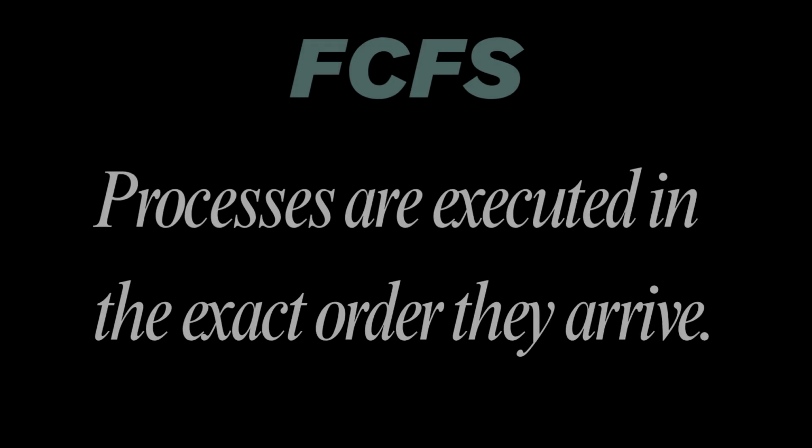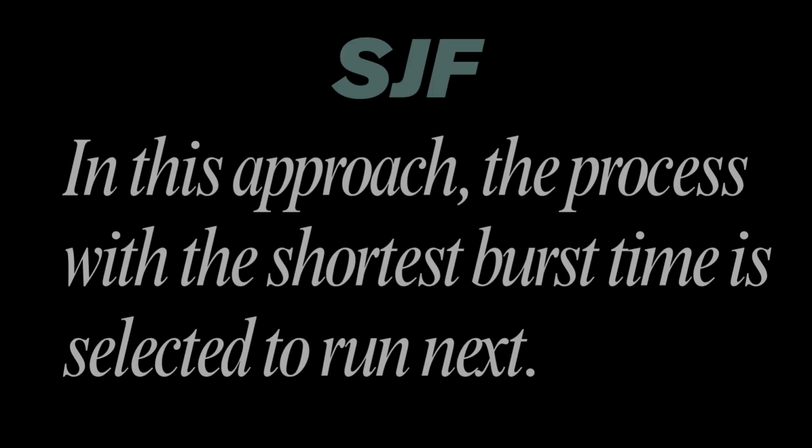First, we have first come first serve, or FCFS. It's a non-preemptive algorithm where processes are executed in the order they arrive, just like people waiting in a queue. Next, we have shortest job first, or SJF. This can be either preemptive or non-preemptive. Here, the process with the shortest burst time runs next, which helps to reduce the average waiting time. However, it does require knowing in advance how long each process will take.